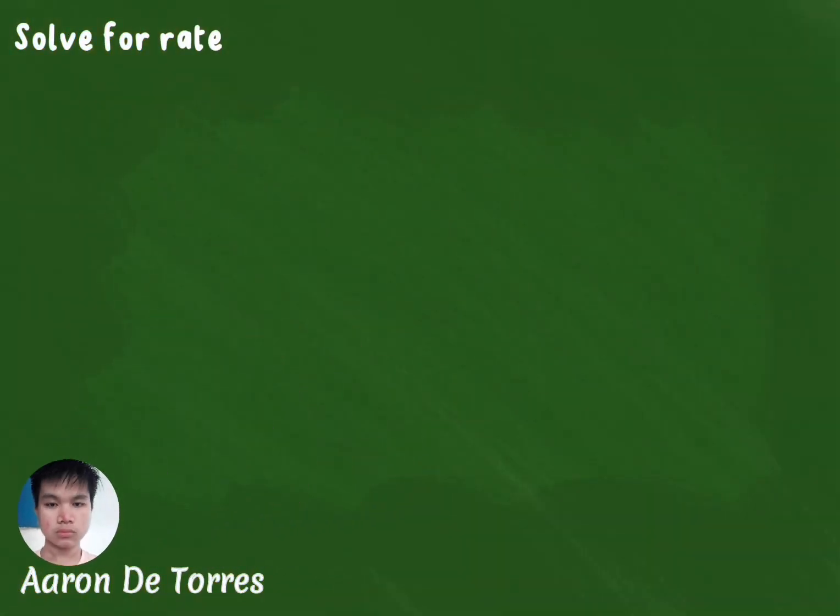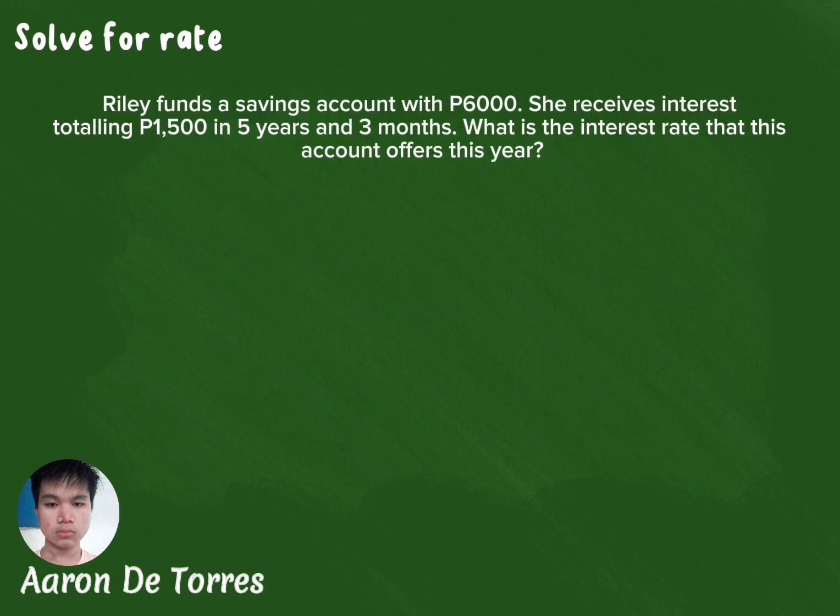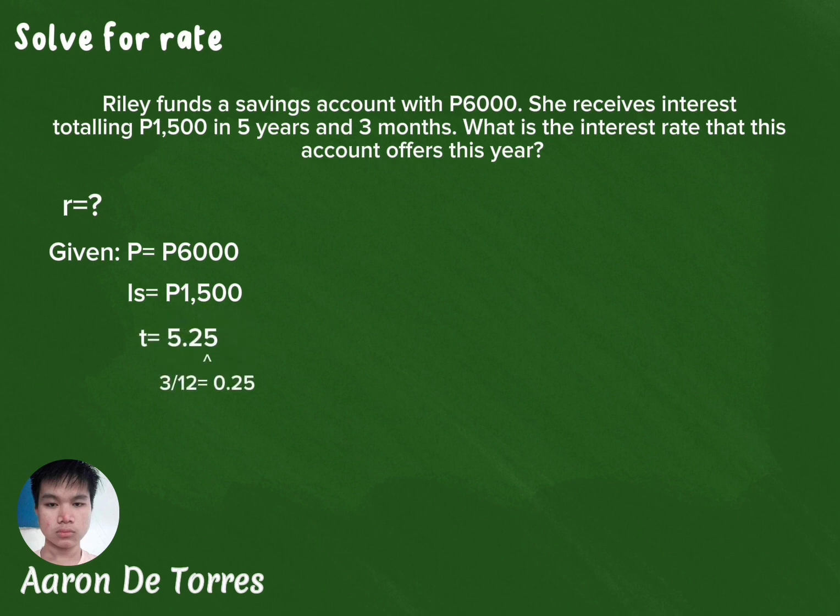Here's another example. Rayleigh funds a savings account with 6,000 pesos. She receives interest totaling 1,500 pesos in 5 years and 3 months. What is the interest rate that this account offers per year? So this time, we are looking for the rate. To find the value of rate, let us first identify the principal, which is 6,000 pesos. Then the interest, 1,500 pesos. Then the time is 5.25, for 5 years and 3 months.